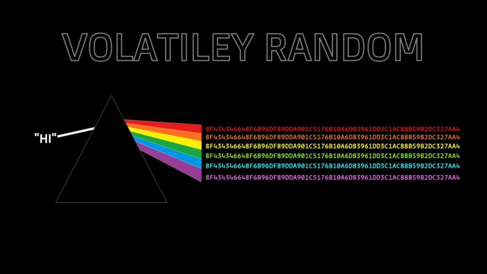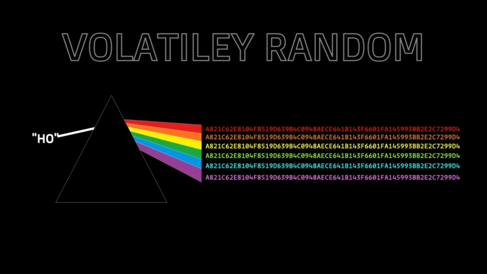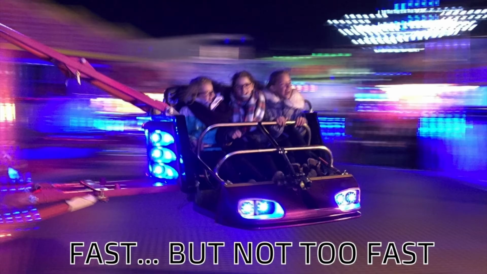They also need to be volatilely random, which means that the smallest change to the input data creates a completely different hash. Changing the output value from hi to ho, as in ho-ho-ho, produces a completely different hash with just a single letter change. And finally, for most use cases, a hashing algorithm should be fast.